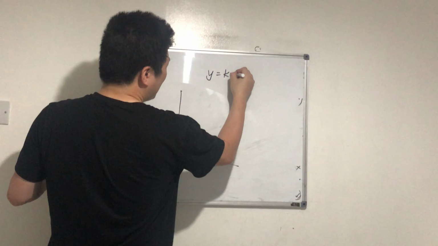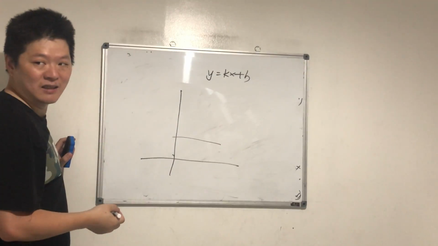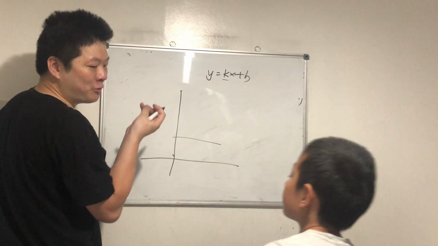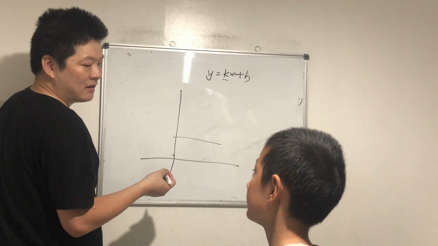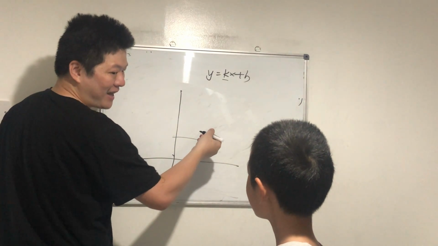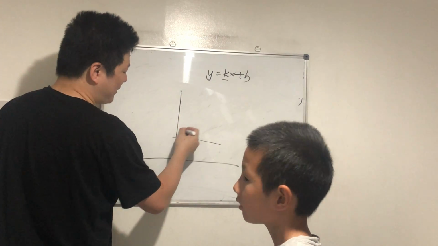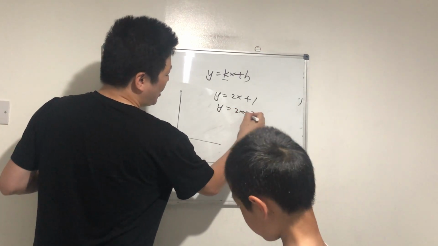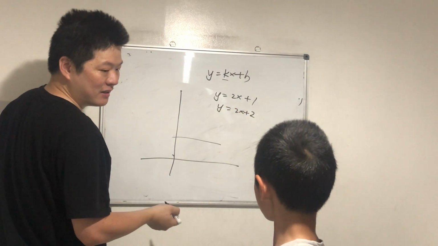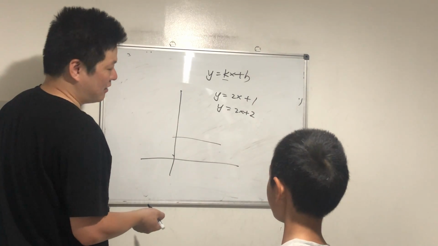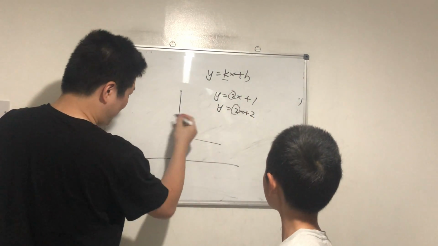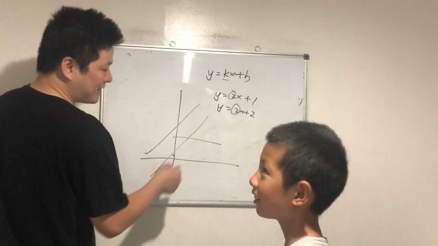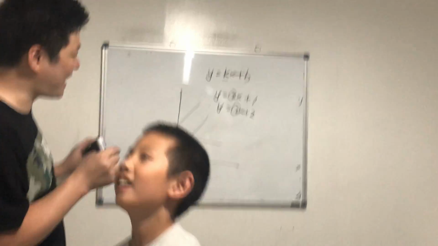Y equals kx plus b. What's the k? Come on, what's k? What do we call this k? Slope, okay? And if the two lines are y equals 2x plus 1 and y equals 2x plus 2, what's the relation of these two lines? Parallel. Yeah, because they have the same k, right? Same slope, so you'll be something like that. It will be parallel. Got it? Yeah, that's the most important takeaway for today.